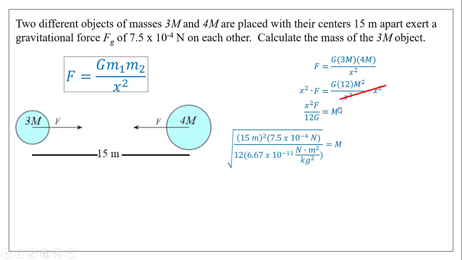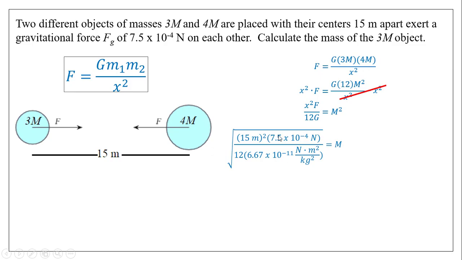Here I'm just going to go ahead and solve for M by taking the square root. This is M squared, so in order to get M by itself, we square root both sides. Square root on the left side just leaves you with M. And then the radical on the right side looks a little messy, but it's not too bad. So here I just plug in x is 15. There's the square. Force is given as 7.5 times 10 to the negative 4. And then here's the 12, and here's the G value. This is negative 11. Okay, so I want to point out, make sure that when you do the universal constant, this is negative 11. I've seen mistakes made where it's positive 11. So that is a negative 11.